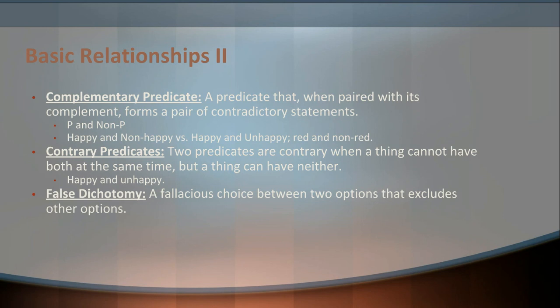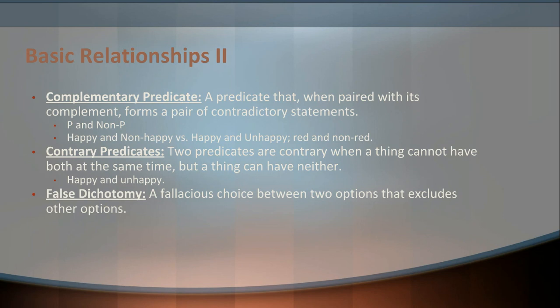we're dealing with different combinations of truth values, contrary predicates have to do with properties that can't be in an object at the same time, but it could have neither. If we go back to our happy and unhappy example, happy and unhappy are contrary predicates rather than complementary. A thing can be neither happy nor unhappy, but it can't be both happy and unhappy, at least not in the same way, the same place, and the same time on the same object.